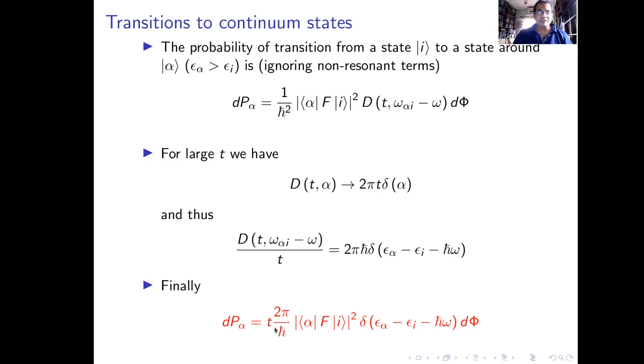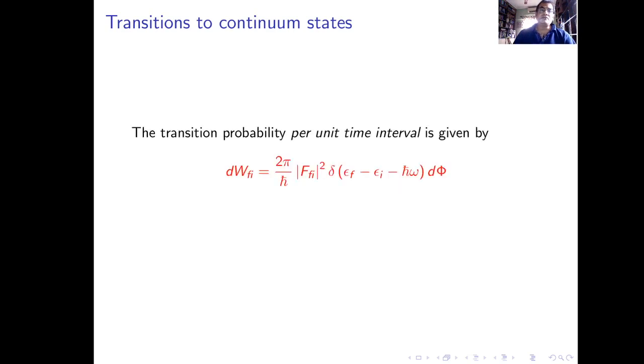That means the probability of transition to a bunch of states close to alpha keeps on increasing linearly with time. So the transition probability per unit time interval is what you get when you divide this dP_α by t. So this is our final result.